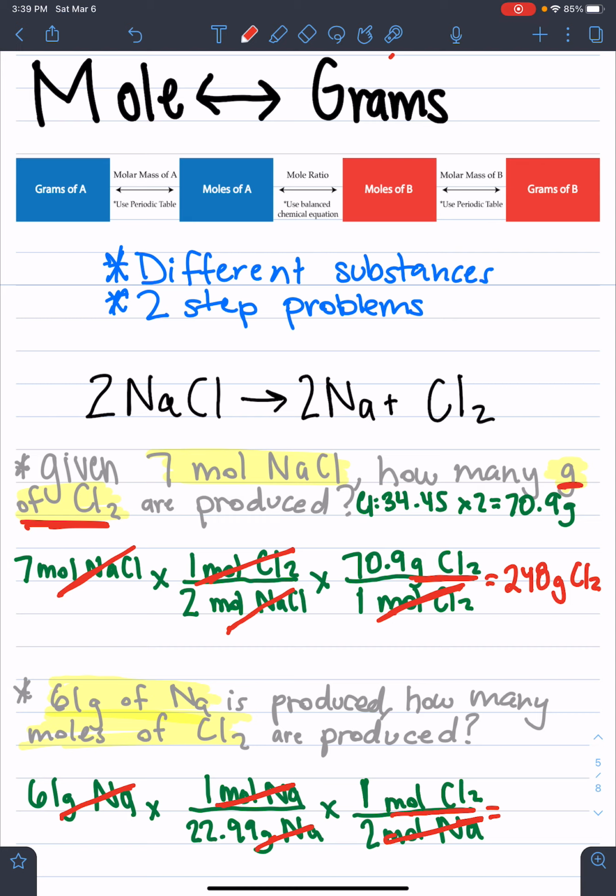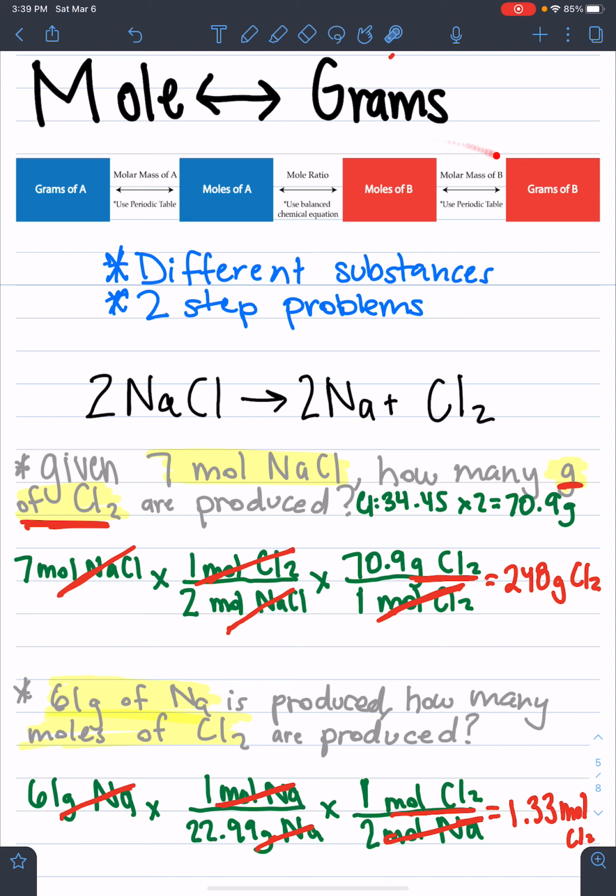I'll do 61, divide by 22.99, and then I'll divide that again by 2. So you should get approximately 1.33 moles of Cl2. Okay?